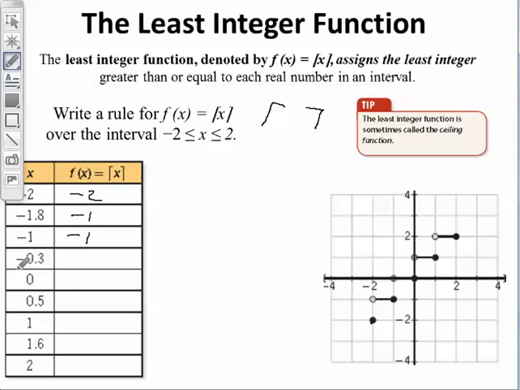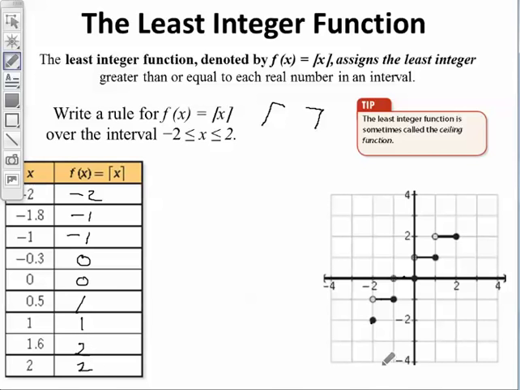If I go to -0.03, -0.03 puts me right in here, and so I'm going to be at 0. At 0, I'm going to be at 0. At 0.5, I'm going to be at 1. Wait a second, this is looking a little different. At 1, I'm going to be at 1. At 1.6, I'm going to be at 2. And at 2, I'm going to be at 2.